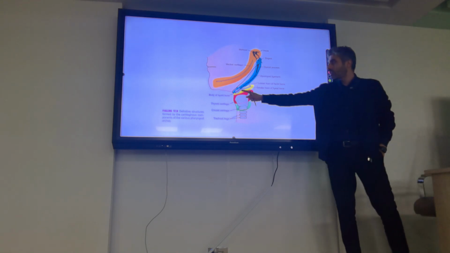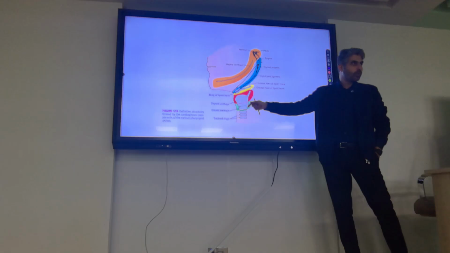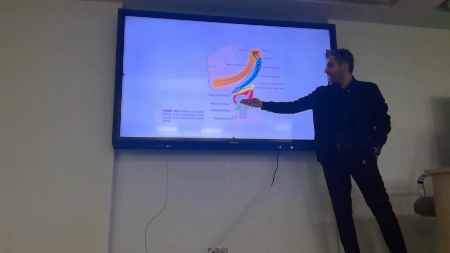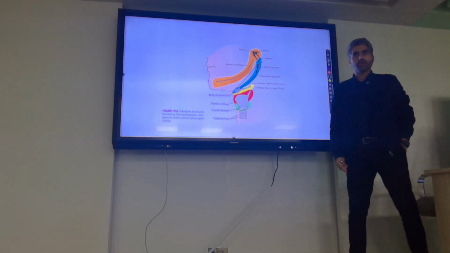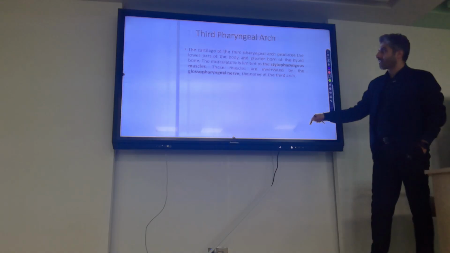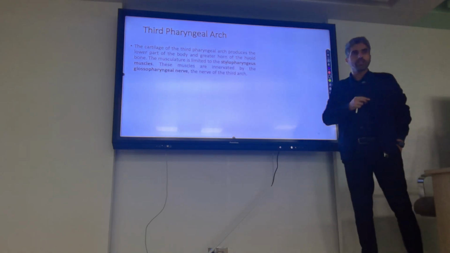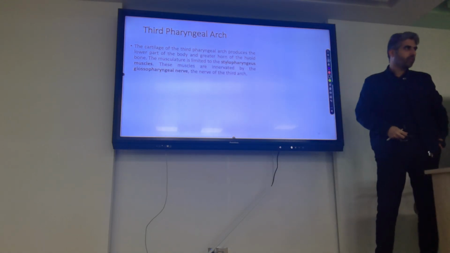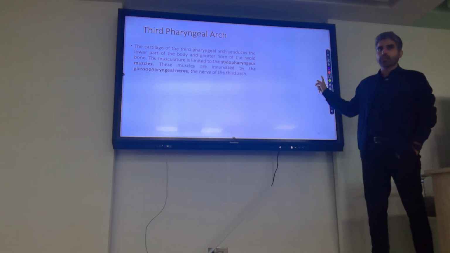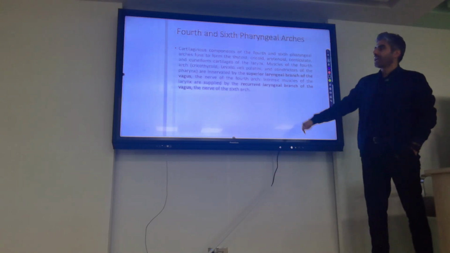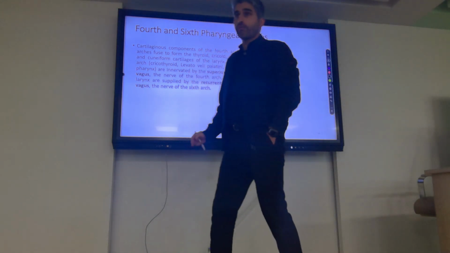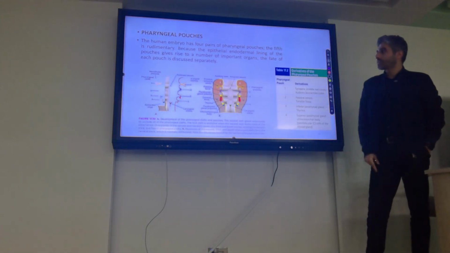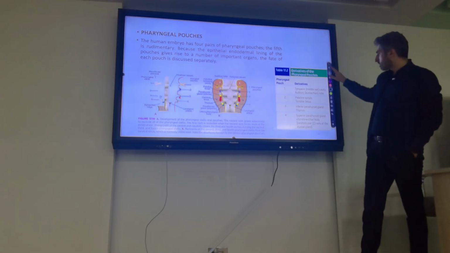You can see the yellow color by the third arch: the lower part of the hyoid bone and greater horn, and thyroid cartilage and other cartilage by arch number 4 and 6. Upper part by number 4, lower part by number 6. Third pharyngeal arch, the nerve is glossopharyngeal. The only muscle we have here is stylopharyngeus, and the bones are the lower part of the hyoid bone and greater horn. Arch number 4 and 6, I explained for you. The nerve is vagus nerve, superior laryngeal and inferior laryngeal.